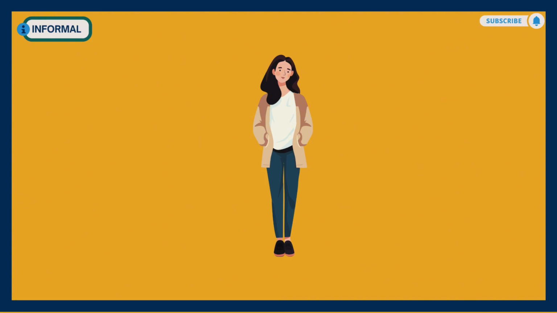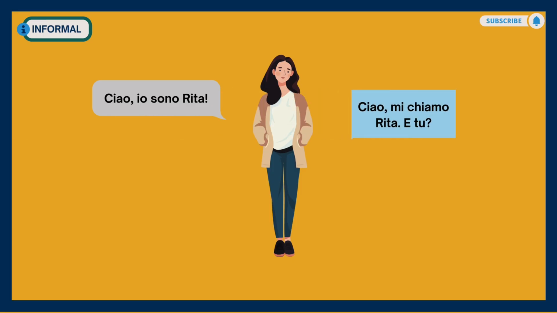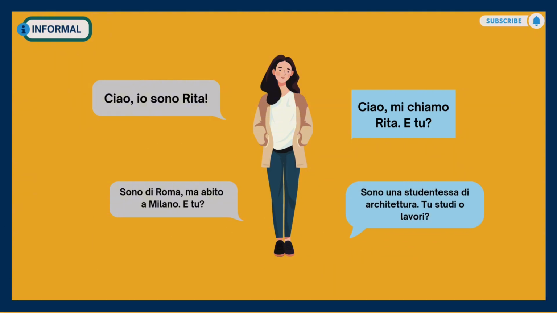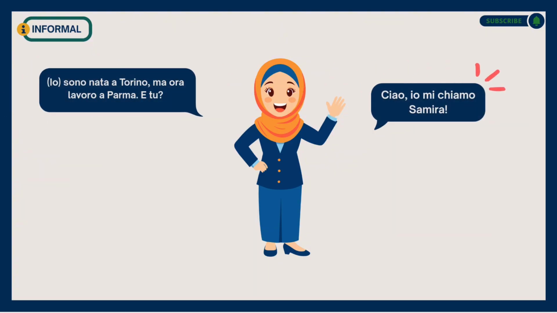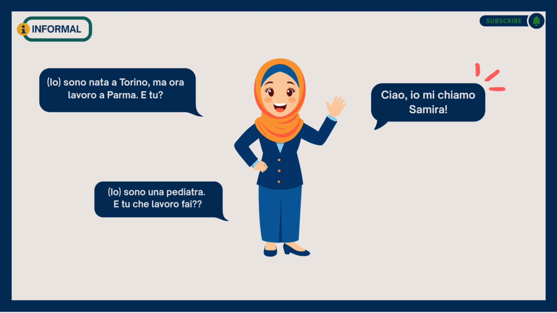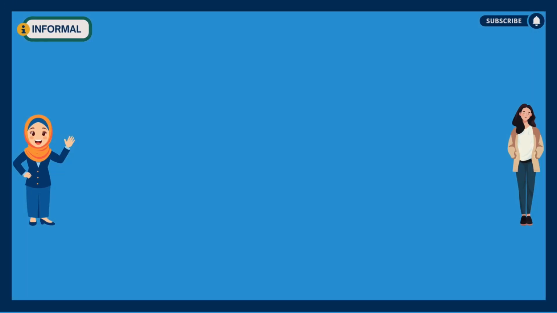Let's say we have Rita. She might say, "Ciao, io sono Rita." Or, "Ciao, mi chiamo Rita, e tu?" "Sono di Roma, ma abito a Milano, e tu?" "Sono una studentessa di architettura. Tu studi o lavori?" Or, here's another example of Samira. Samira might say, "Ciao, io mi chiamo Samira. Sono nata a Torino, ma ora lavoro a Parma, e tu?" "Sono una pediatra. Tu che lavoro fai?" "Piacere di conoscerti."